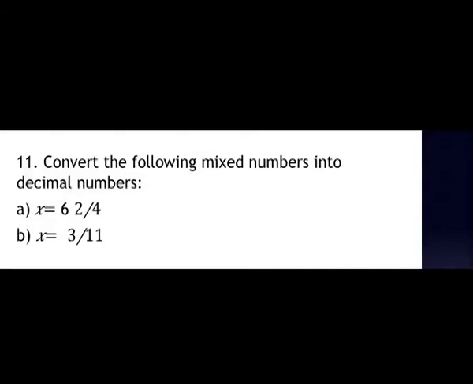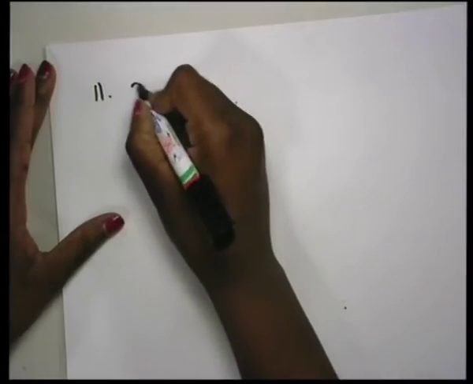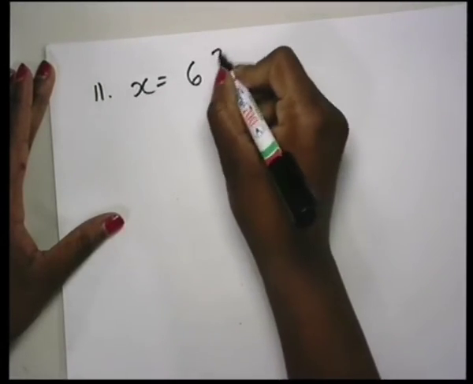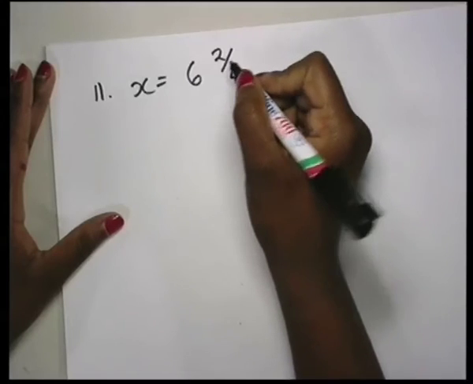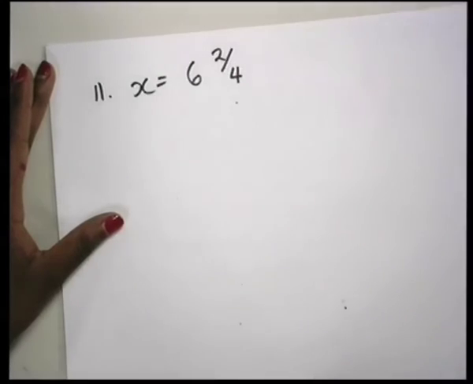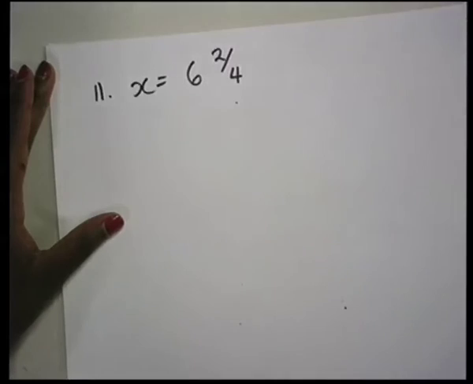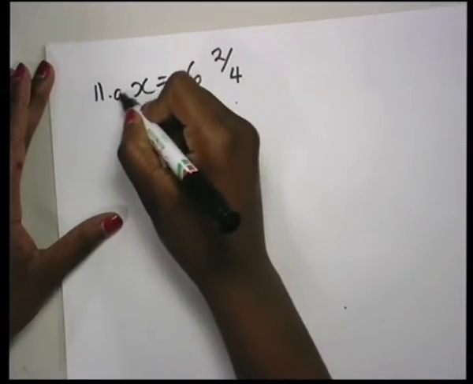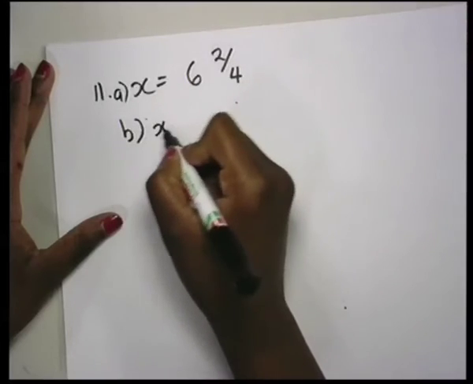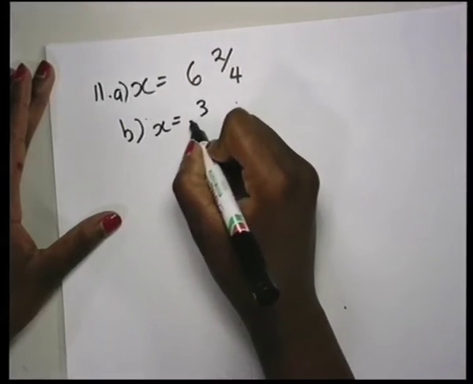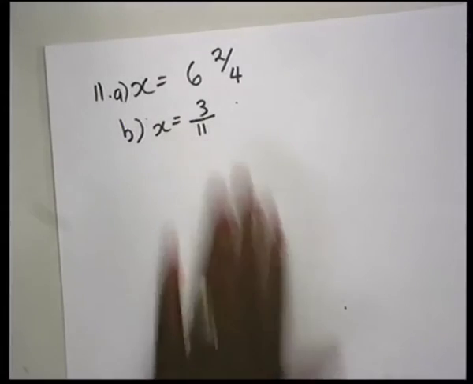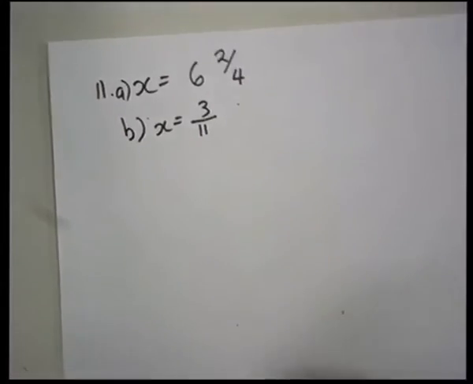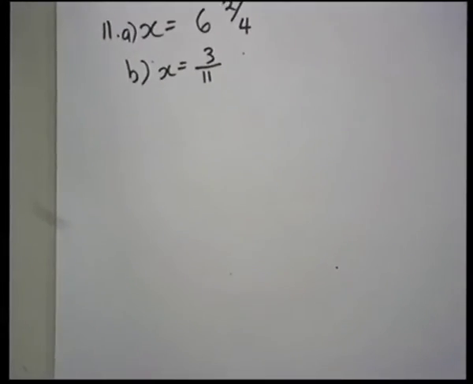Question number 11, convert the following mixed numbers into decimal numbers. A: X is equal to 6 and 2 over 4. Remember that these are mixed numbers to be converted into decimal numbers. Okay, we have A and we have B. B: X is equal to 3 over 11. You can also use your calculator when calculating all of this.